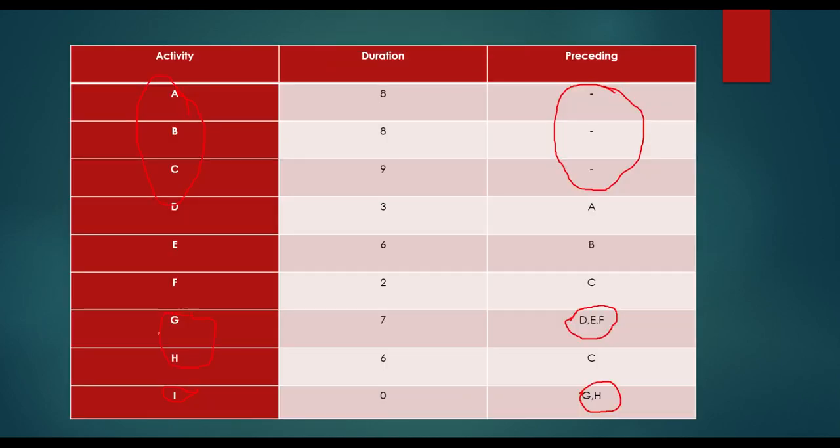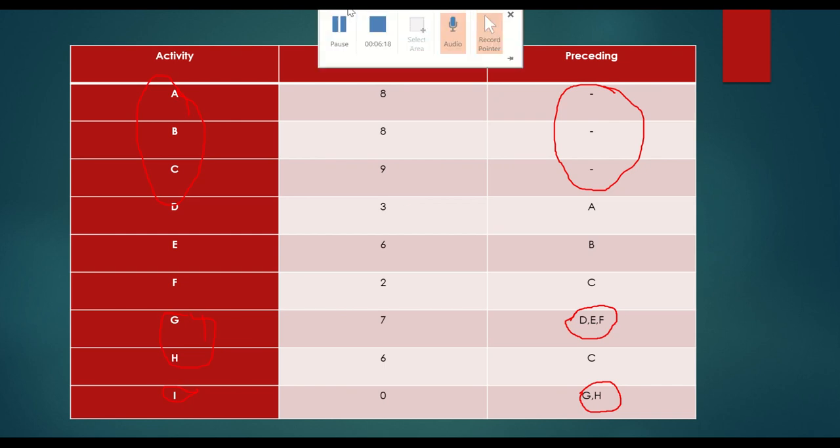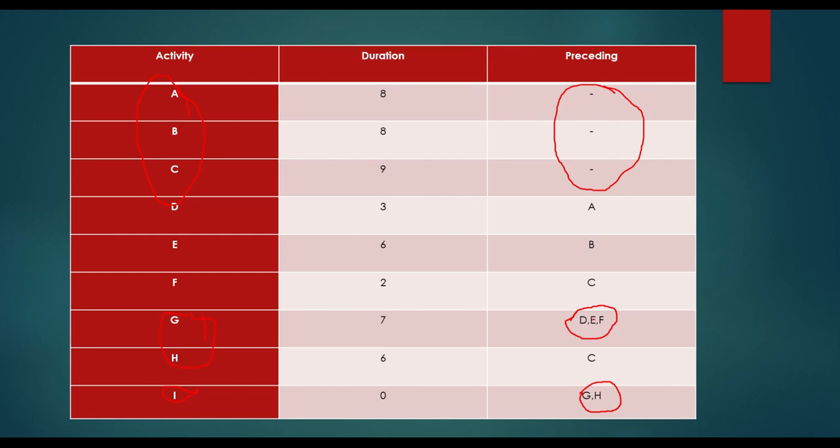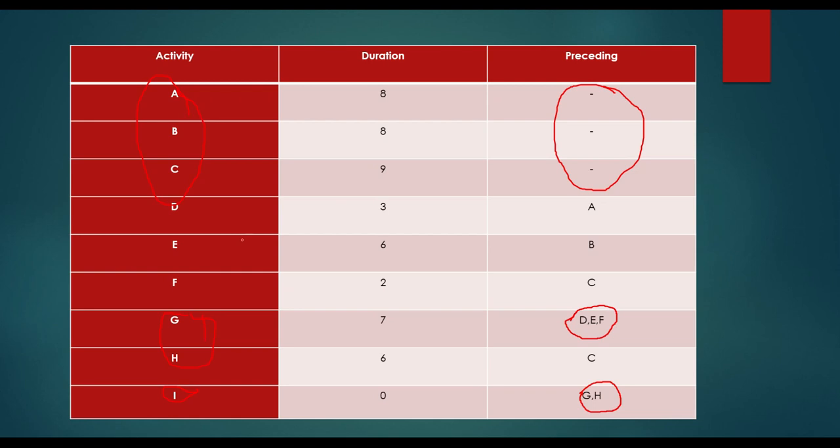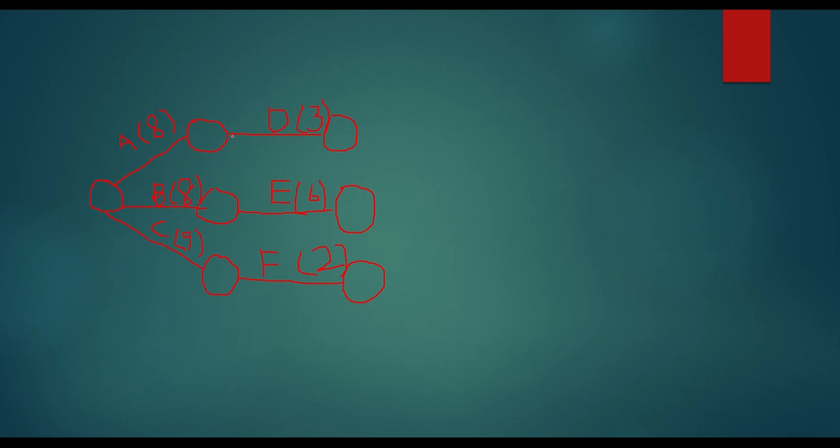Okay. Now next is G. So here if you see, for G there are three preceding activities, D, E and F. It means G will start where D, E and F end. But if you see in the network, D, E and F are ending at different points. So we cannot start G. So, for G, what we need to do is end D, E and F at one common point. So now here I will make a difference. I will end D, E and F at one common point.